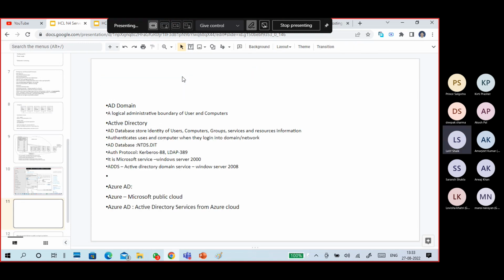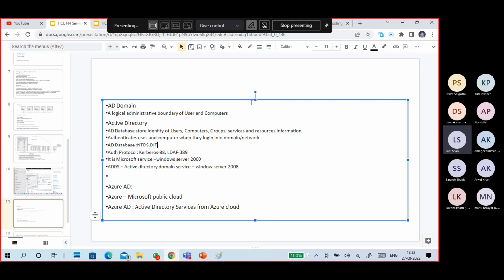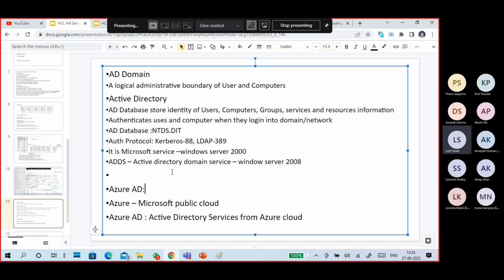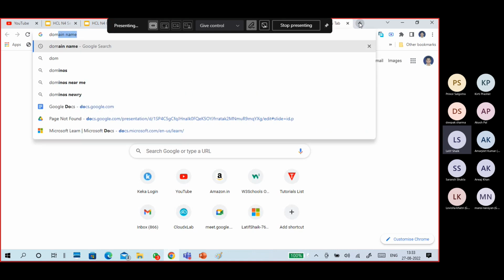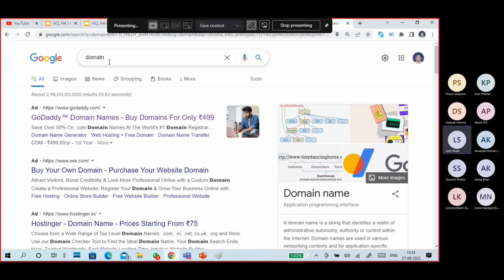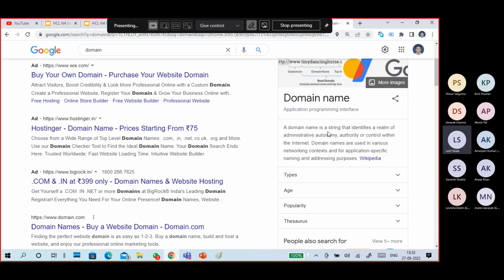Guys, when you are saying domain, it is not just a domain, it is an Active Directory domain. When I take classes, I ask the question, what is a domain? I ask the people after taking a class, after explaining what an Active Directory domain is. After that, I ask this question, guys, what is a domain? And immediately they will search, what is a domain, in Google.